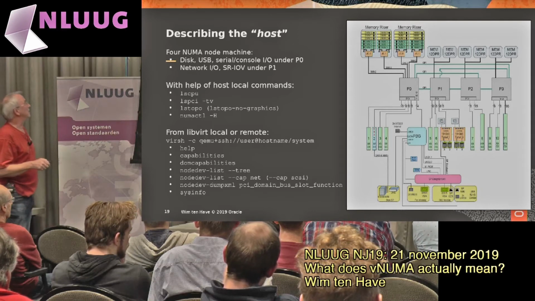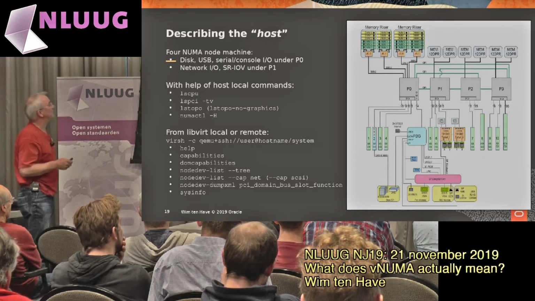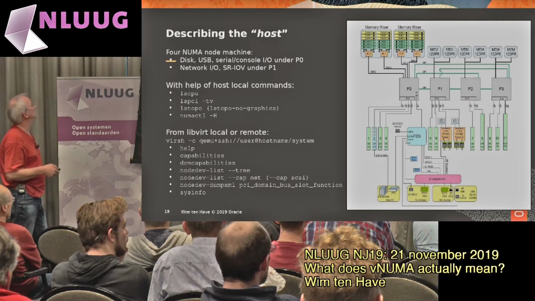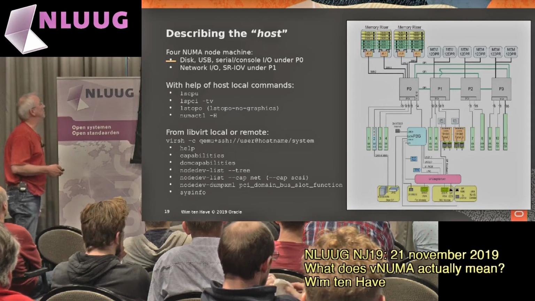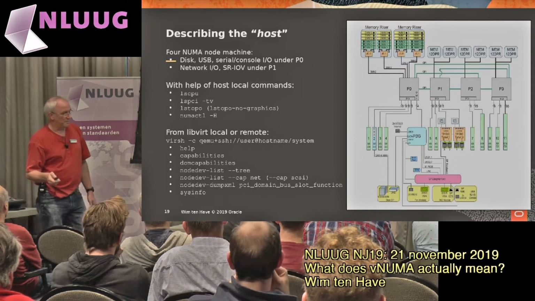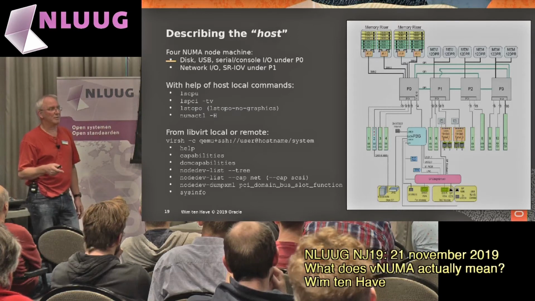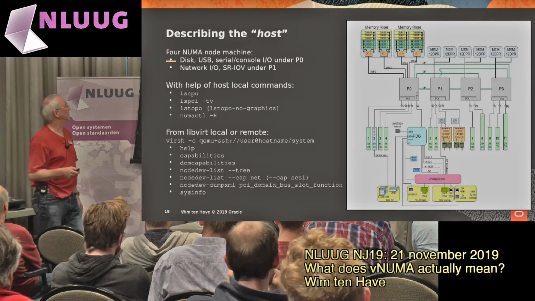Before we can create or describe the vNUMA topology, we need to describe the architecture of the host machine, and that can be done with a couple of commands like lscpu and lstopo. lstopo is a very powerful command. It comes from the hwloc package with a whole set of other commands.